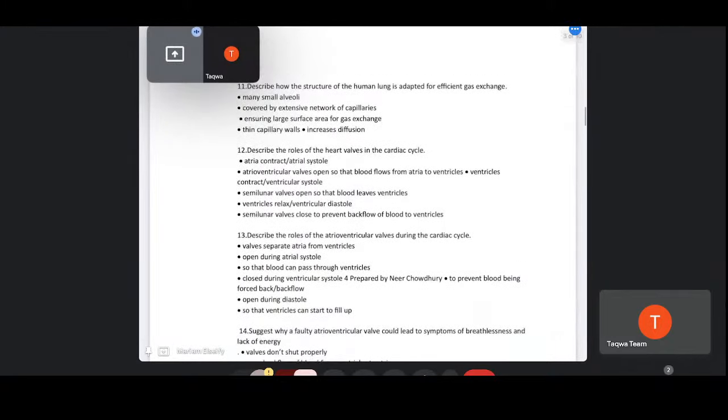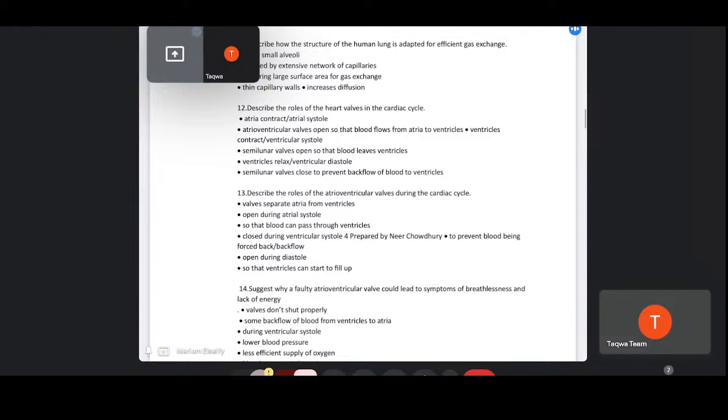Question number 11. Describe how the structure of the human lung is adapted for efficient gas exchange. Basically, it has many small alveoli covered by an extensive network of capillaries, ensuring a large surface area for gas exchange, and the thin capillary walls also increase diffusion.